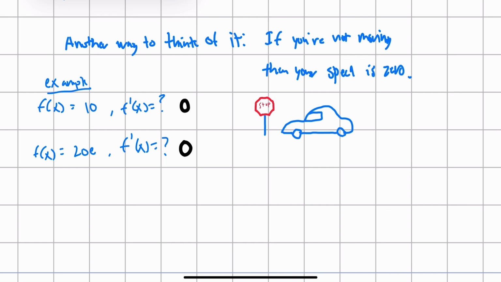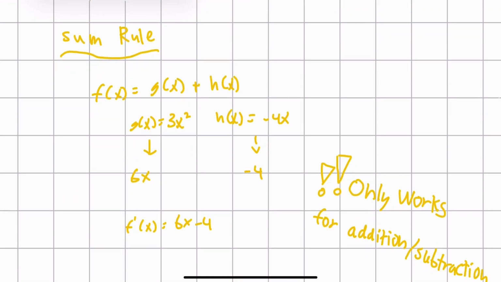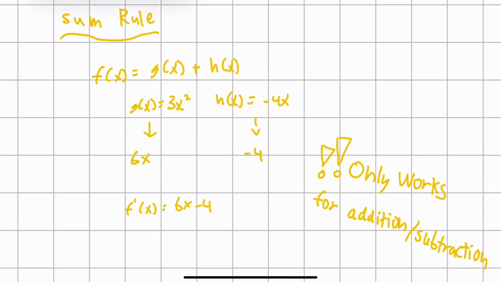Our last rule for today is the sum rule. The sum rule is like a buffet. You can differentiate each term separately. So, f of x equals g of x plus h of x. You can also write this as f prime of x equals g prime of x plus h prime of x. You can take the derivative of each all separately, as long as they're added or subtracted.